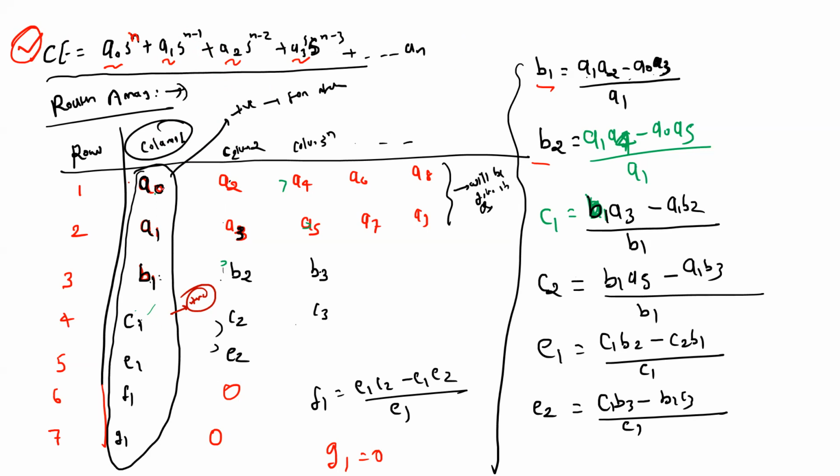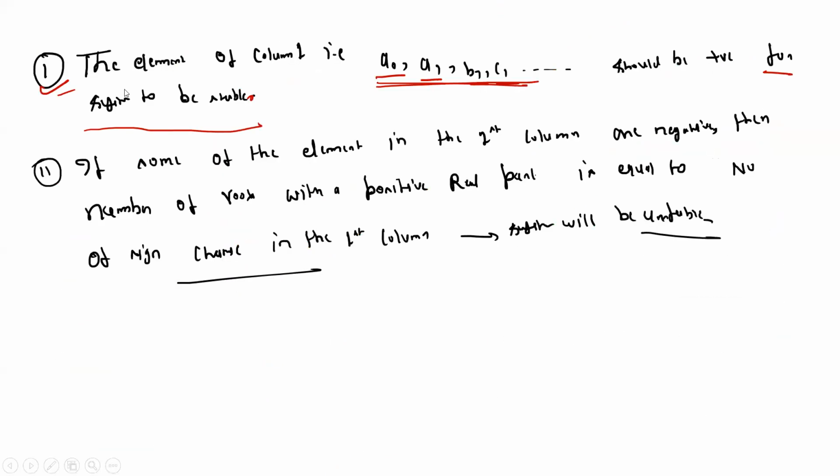After that, I discussed how the terms a1, a2, a3 will be given in the problem, and we can calculate the coefficients with the help of the characteristic equation. To make the Routh array, we have to calculate the values of b1, b2, b3, c1, c2, c3, e1, e2, f1, g1, and so forth. We calculated the values of b1, b2, c1, c2, e1, e2 with the help of this particular formula.